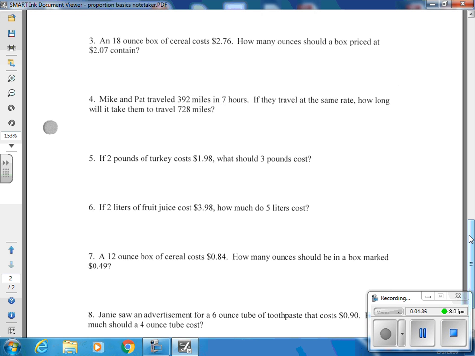We're doing Mike and Pat travel 392 miles in 7 hours. If they travel at the same rate, how long will it take them to travel 728 miles? So the two units of measurement we've got are miles and hours. So when we set up our ratios, we're going to put 392 over 7, and then we're going to put 728 over x. Right? And then we're going to do the cross multiplying.